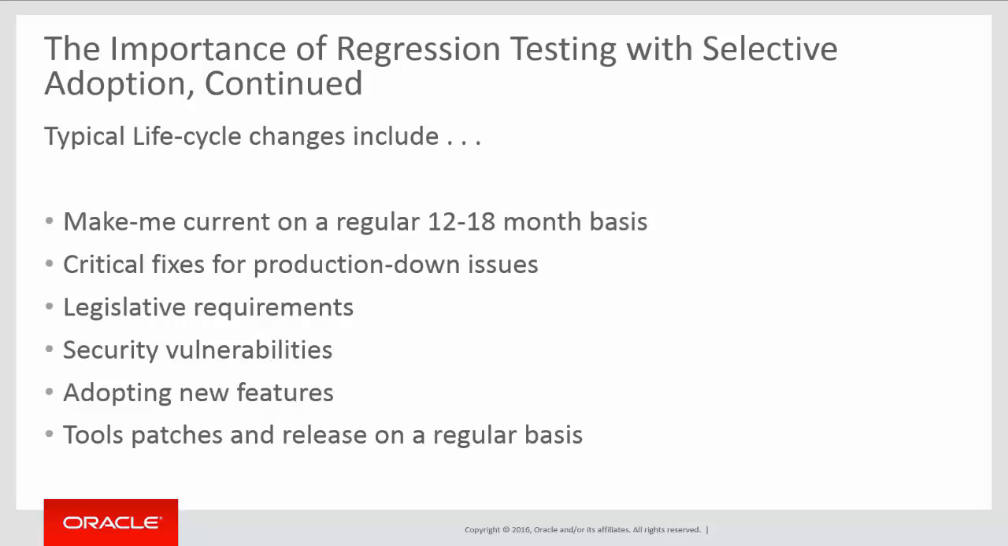In between the get current projects, your system may be going through a lot of change. There's standard maintenance fixes that you will always have to do. Things like critical bug fixes, security vulnerabilities, performance fixes, and legislative changes. In addition, there are new features that business owners will want to be added to the system. These include things like dashboards, analytics, new fluid content, and others. Selective Adoption and PeopleSoft Update Manager let you do this.